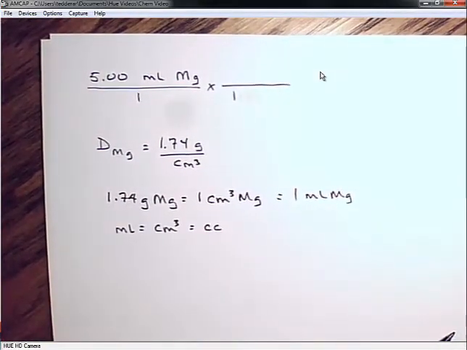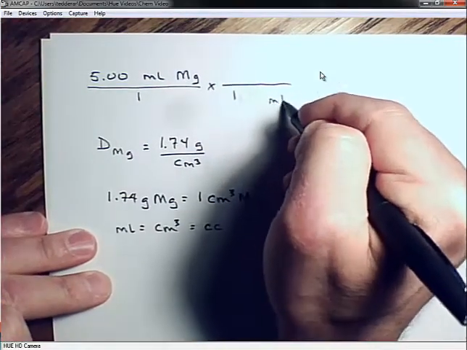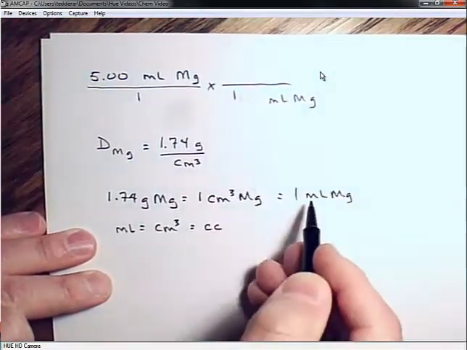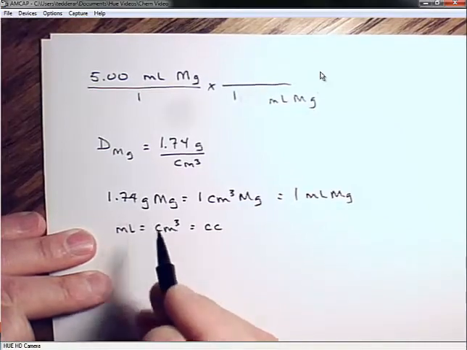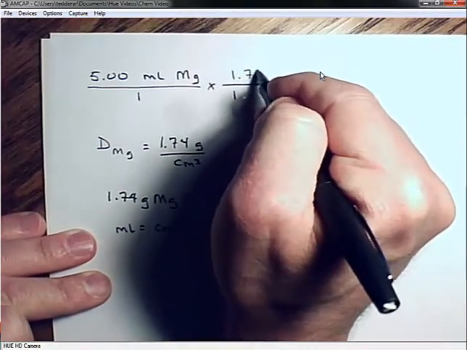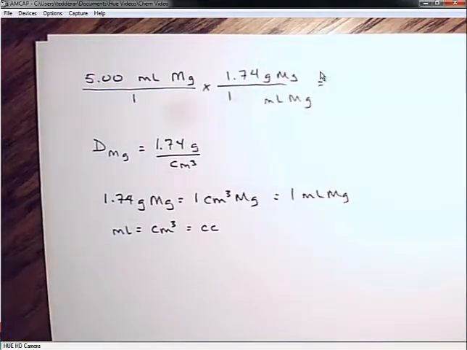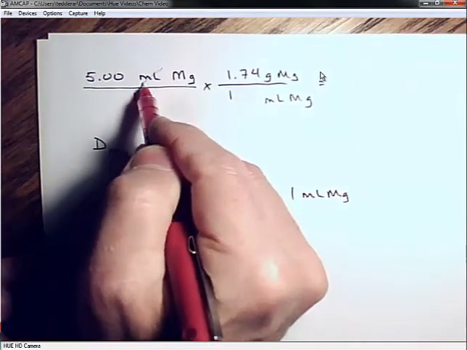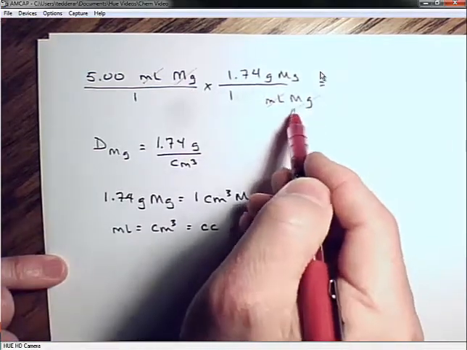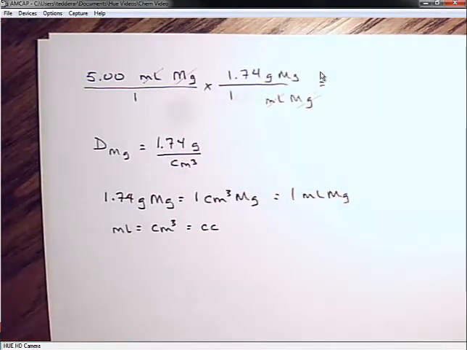1 milliliter of magnesium goes on the bottom. And then the other side of the equality statement, the part that I need, is 1.74 grams of magnesium. And we do the math. And so milliliters are going to cancel. Magnesium is going to cancel. We're left with grams of magnesium, which is what the question is asking for.